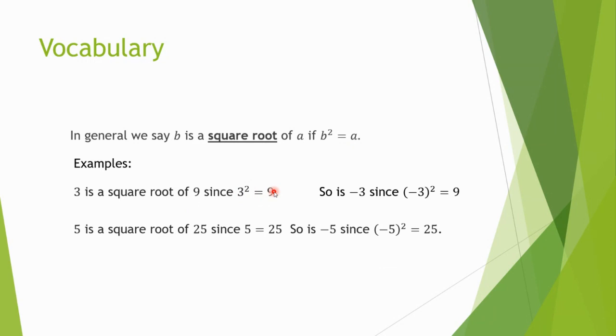Same thing with 25. Namely, 5 is a square root of 25. And so is -5. You square either one, you're going to get 25. So we have 2 square roots here.